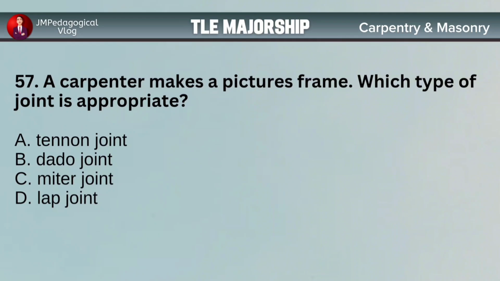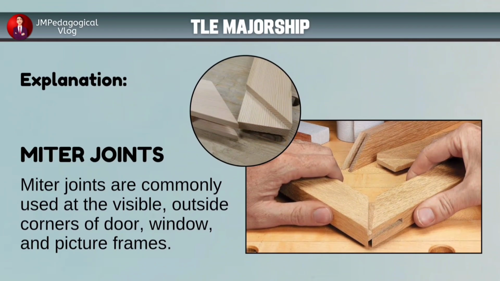57. A carpenter makes a picture frame. Which type of joint is appropriate? A. Tenon joint. B. Dado joint. C. Miter joint. D. Lap joint. C. Miter joint. Explanation. Miter joints are commonly used at the visible, outside corners of door, window, and picture frames.